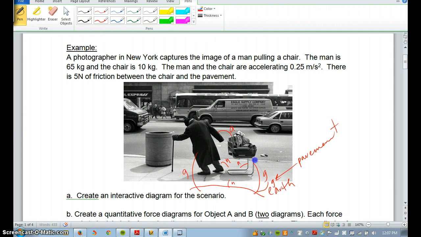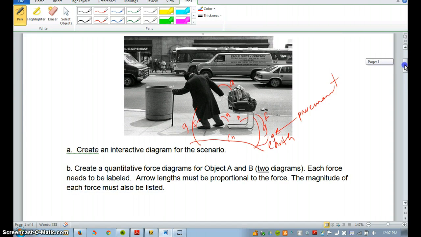I tell you that there's friction between the pavement and the chair, and there's also friction between the man and the chair. So the key in all of this is I know that these two are accelerating, and because they're accelerating, I know I cannot create balanced force diagrams, because any sort of acceleration would be unbalanced. So I created an interactive diagram of my scenario. Now what I want to do is create those force diagrams.